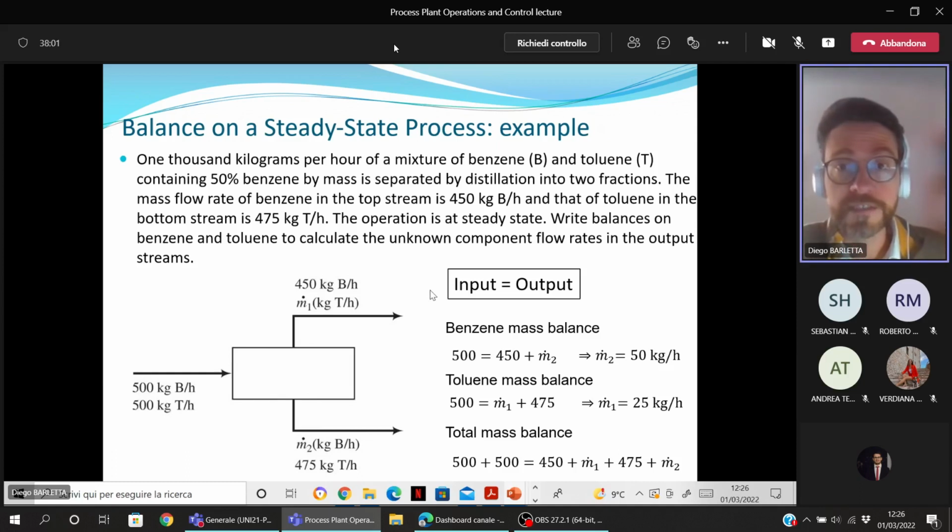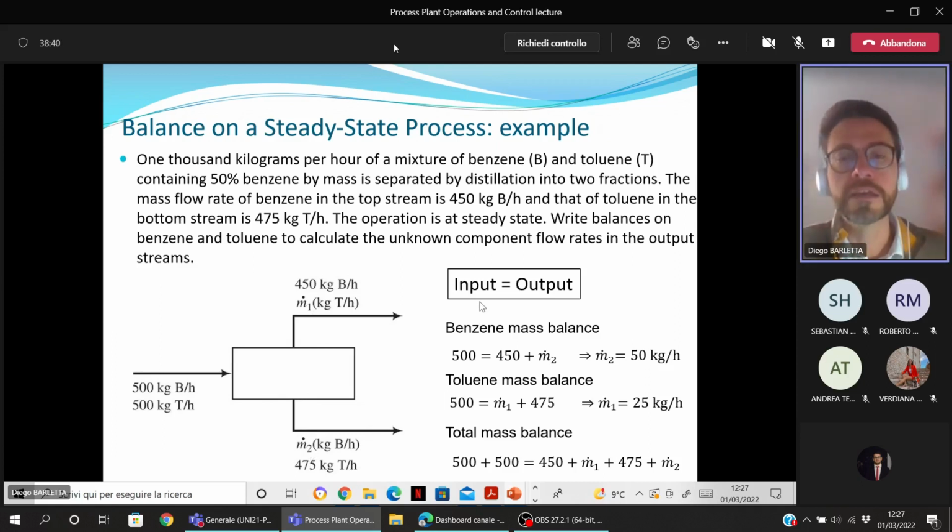Then the other information is that on the top stream we have 450 kilogram of benzene, reported here, while in the bottom stream we have 475 kilogram of toluene per hour. So we don't know how much toluene is leaving the top and how much benzene is leaving from the bottom stream. We can write these two unknowns as m1 dot and m2 dot.